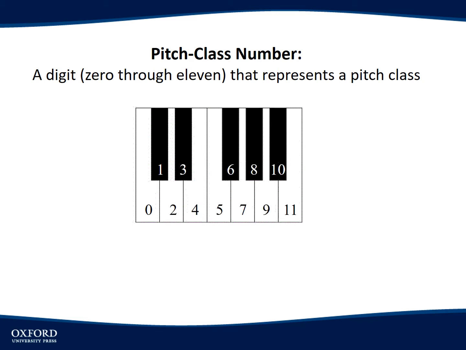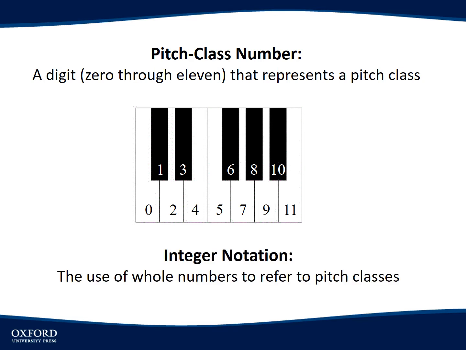moving up by half step. This system is called integer notation. Some books abbreviate the number 10 to T and the number 11 to E so that all of these are one character long. Notice there are 12 digits representing the 12 pitches in the octave.